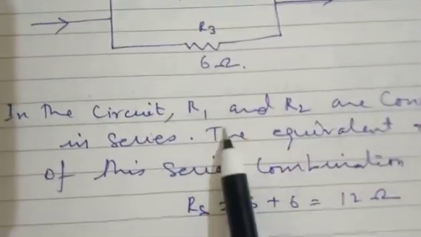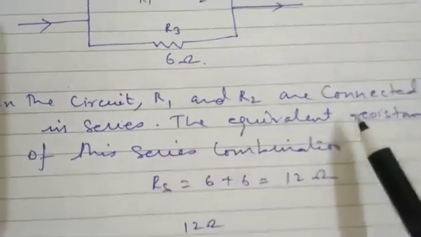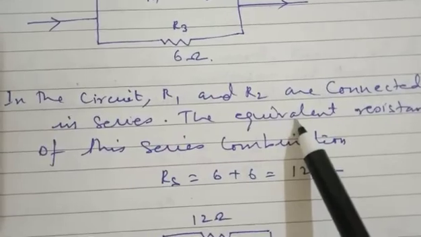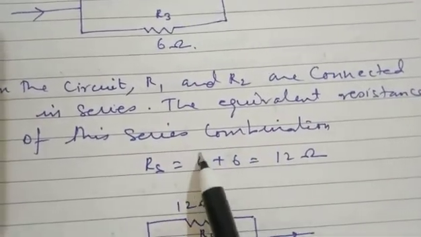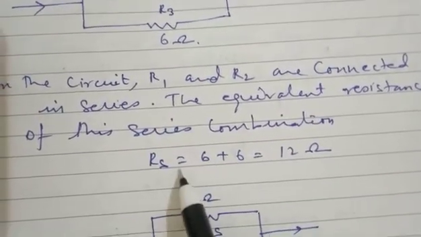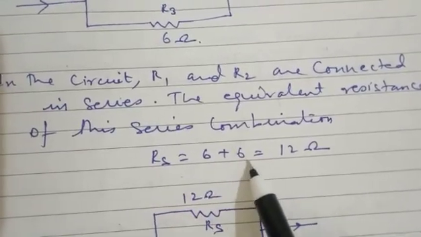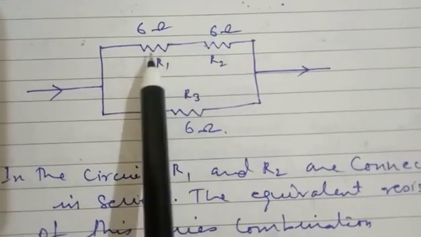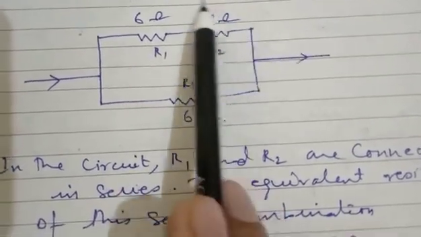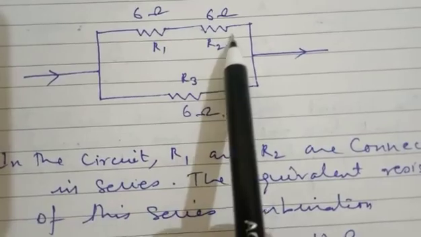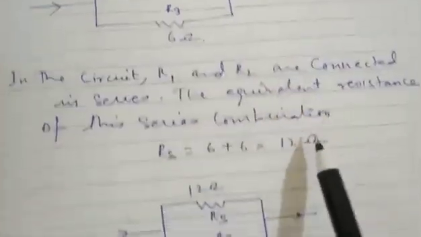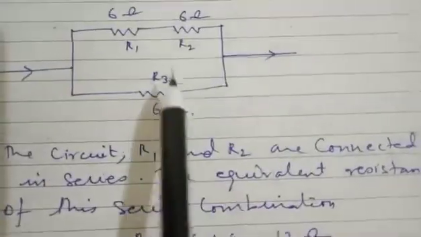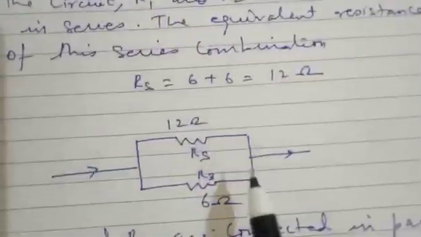So in the circuit, R1 and R2 are connected in series. The equivalent resistance of this combination will be Rs is equal to 6 plus 6, that is 12 ohm. So since both of them are connected in series, we first find the equivalent resistance of R1 and R2, that is coming to be 12 ohm. Now the diagram is simplified in this format.